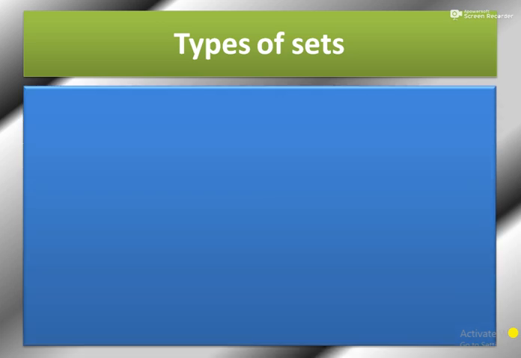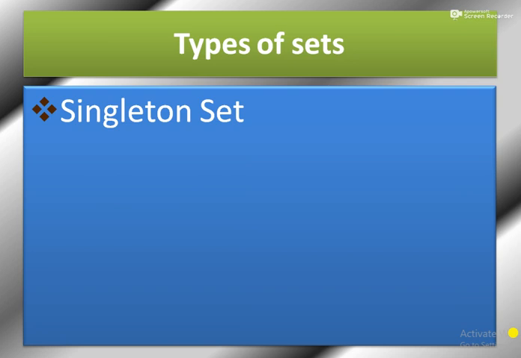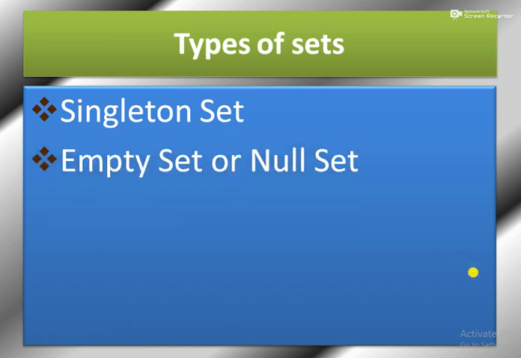Let us see. First one, singleton set. As the name suggests, singleton, that means in this set only a single element is present. That is known as a singleton set. The next one, empty set. The name suggests empty, that means there is no element in this set. It is also known as null set.